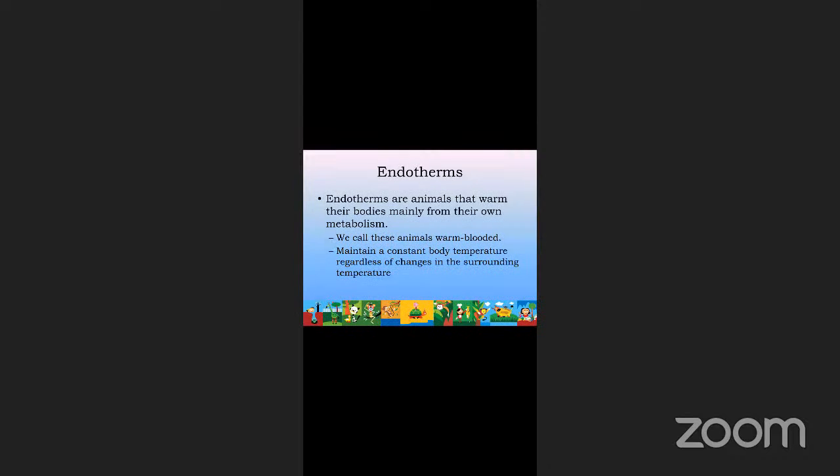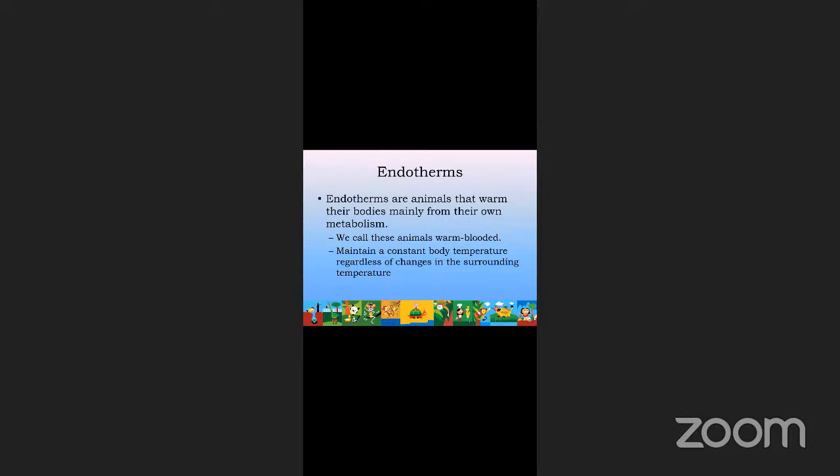What are endotherms? Endotherms are the animals that warm their bodies mainly from their own metabolism. Continuously in our body, we have metabolism. Both anabolism and catabolism together are called metabolism. We all know what anabolism is. It is a synthesis process. From building blocks like amino acids, monosaccharides, and fats, we get the final products like proteins, carbohydrates, and lipids. Whereas catabolism is the breakdown process, the reverse of anabolism.